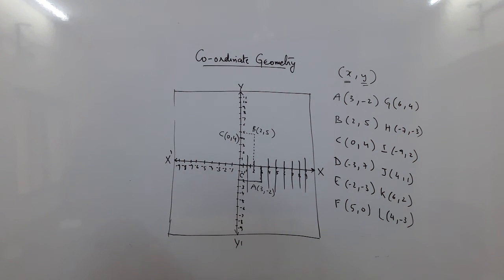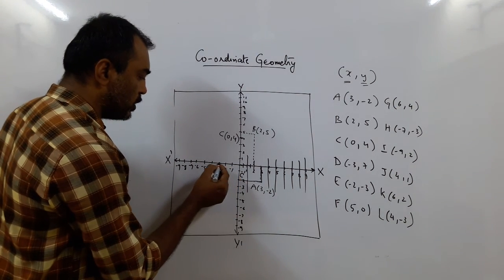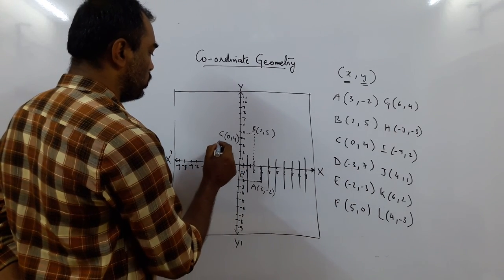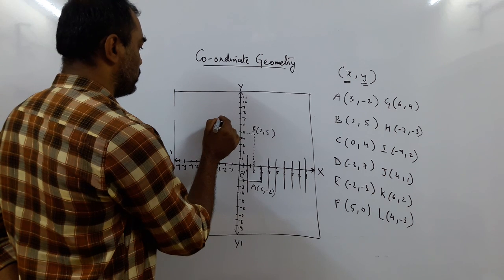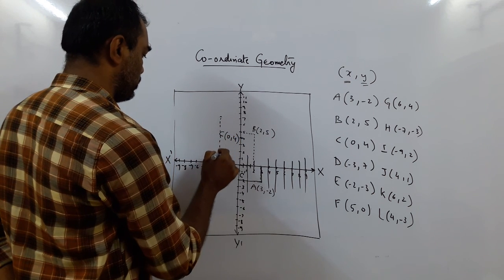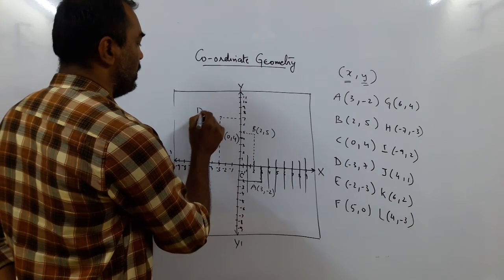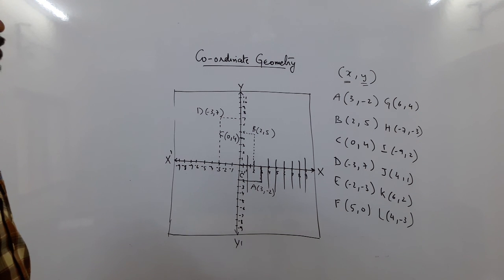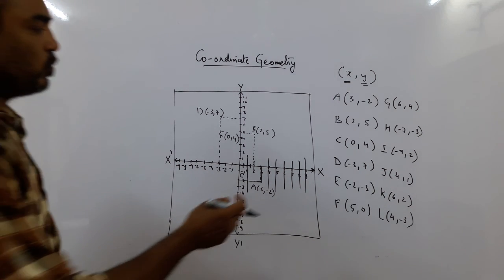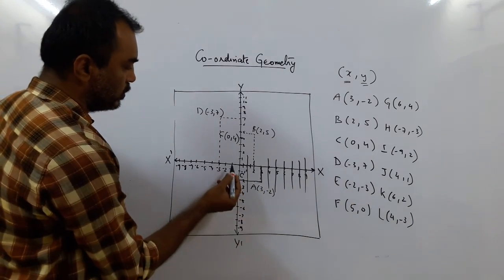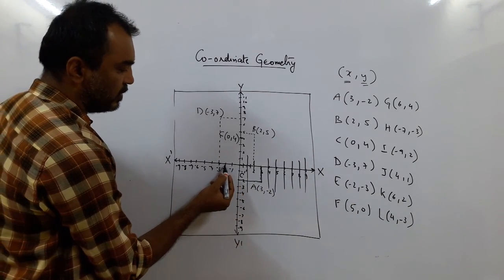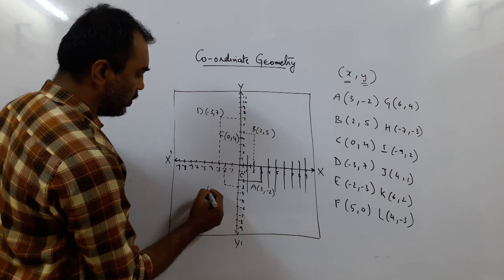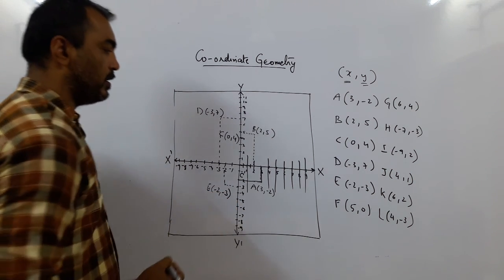Then we have D, -3, 7. So we go 1, 2, 3 on the x-axis to the left, -3, but the y-axis is positive, so positive is up, 7. 1, 2, 3, 4, 5, 6, 7. So this point here will be our point D, -3, 7. Then you have got -2, -3, that is point E. So both are negative, it is in the third quadrant. X is -2, so -1, -2, y is -3, so -1, -2, -3. So this point here is our point E, -2, -3.